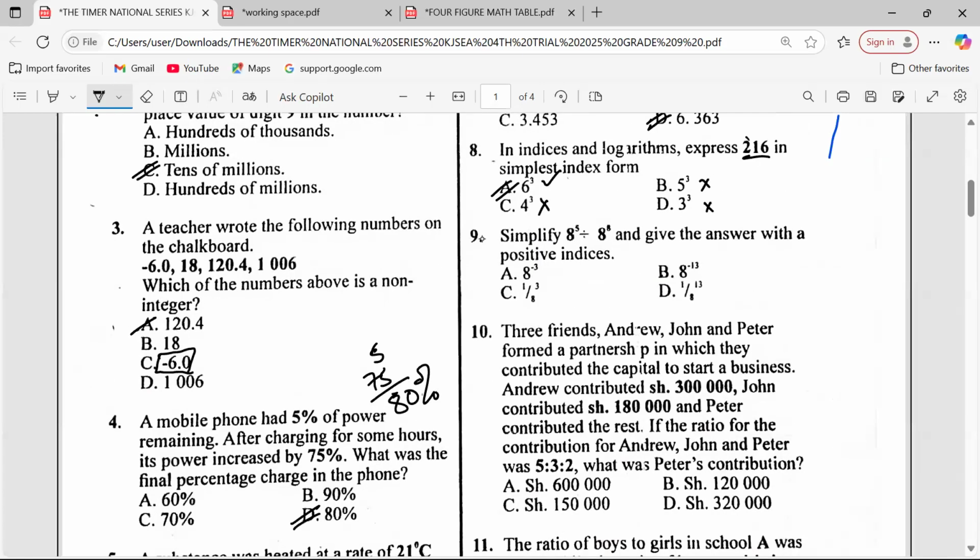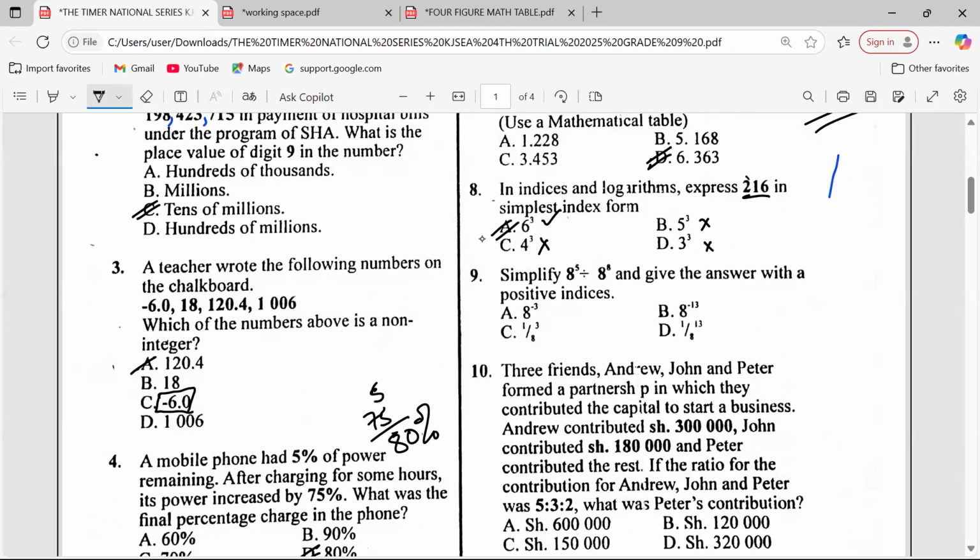But our number 9 is still from the same topic. Simplify 8 power 5 divided by 8 power 8. Then give the answer with a positive index. Let's begin by applying the law of indices. That says in case we have a common base, then you divide. You're just supposed to take the base and you subtract the powers. So that is what we will initially apply.